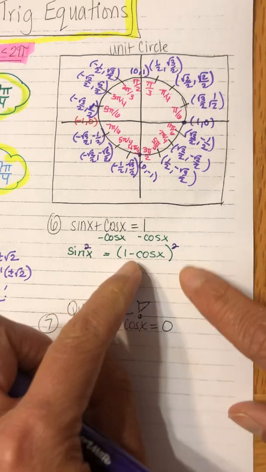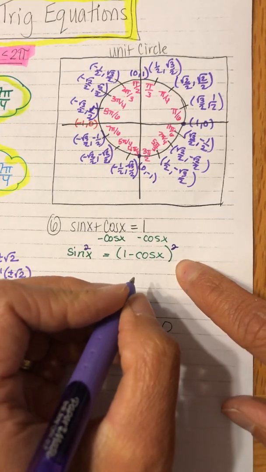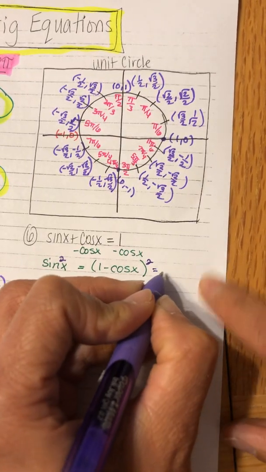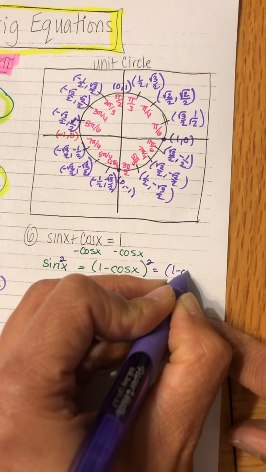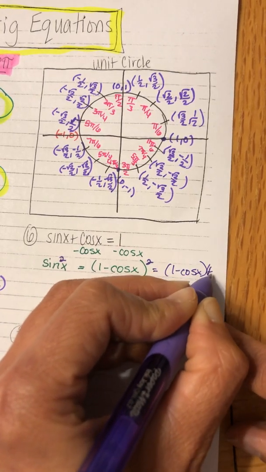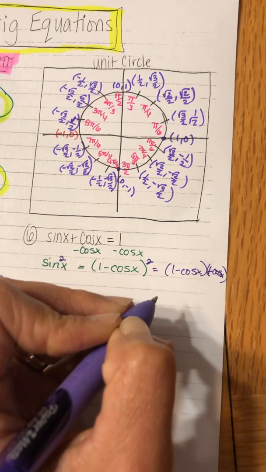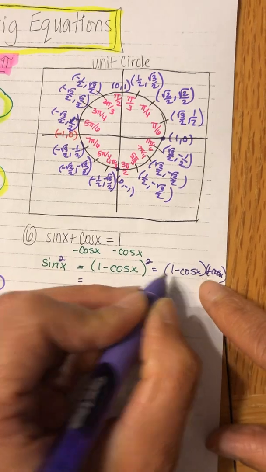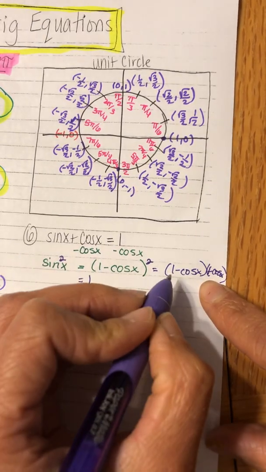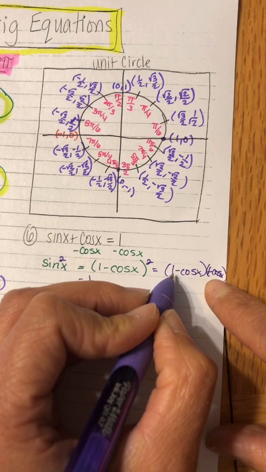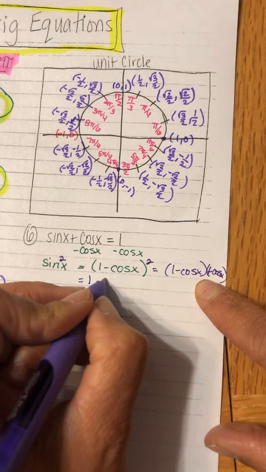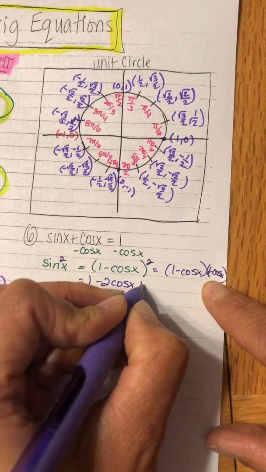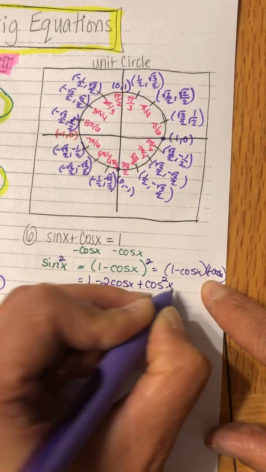And on this side, I'm going to need to multiply that out. So kind of off to the side, 1 minus cosine x squared is 1 minus cosine x times 1 minus cosine x. I'm just trying to squeeze that in there. So this is going to be 1 times 1 is 1, minus cosine x, so that's minus 2 cosine x. And then negative cosine x times negative cosine x is positive cosine squared x.